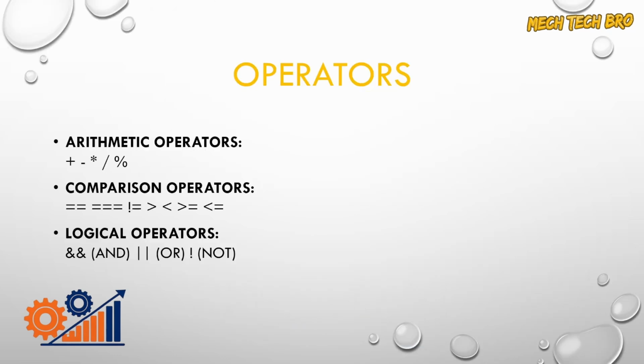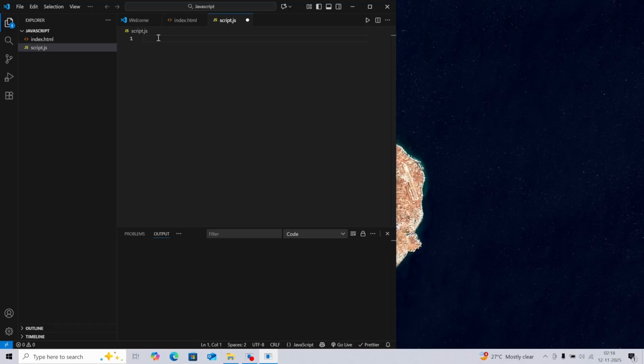Today's topic is about logical operators. Logical operators are used to combine two or more conditions and return a true or false value based on the result. Don't worry, I will explain it properly in Visual Studio Code step by step. Today's topic is about logical operators.